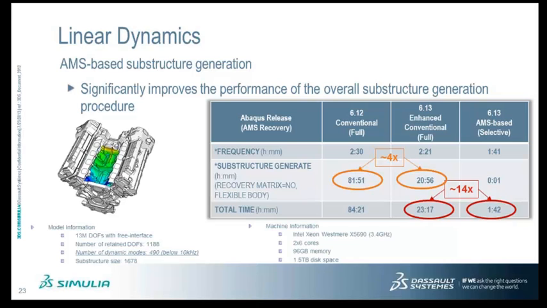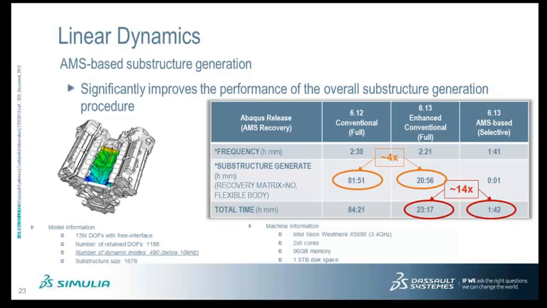Substructure generation is a technique where you can take a large complex model and retain a subset of the number of degrees of freedom in that model. It's a very effective way for building up built-up structures where you have many, many degrees of freedom, and you can reduce the model size quite a bit but still retain the important mechanical response of the structure. But the substructure generation is actually a step, and for large models, it can actually be a fairly significant step.